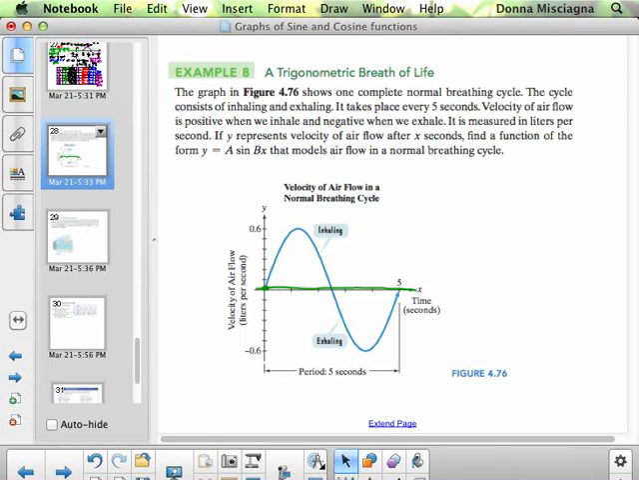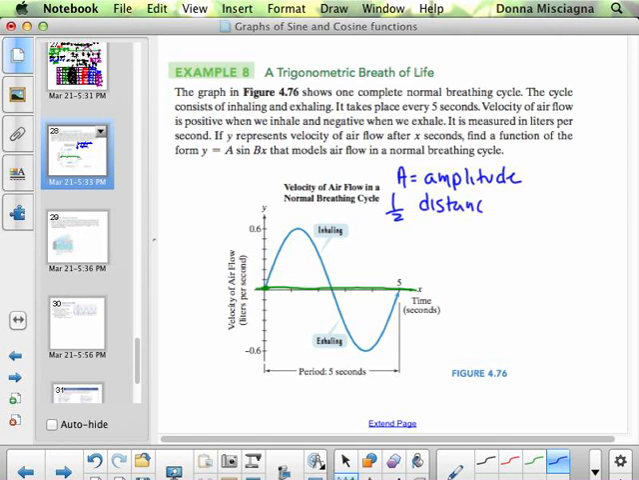So A is the amplitude. It's half the height, or half the distance, from the maximum to minimum values, or minimum to maximum values. Doesn't really make a difference. Maybe I'll put minimum first.